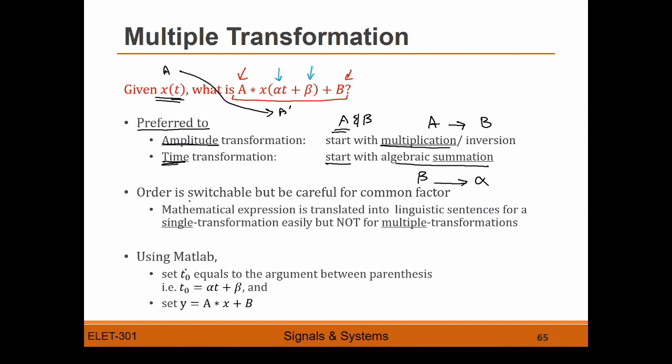Using MATLAB, you can set T0 equal to the argument between parentheses, and then go with the time transformation in this way, and then you can do the amplitude transformation with the second equation shown here.